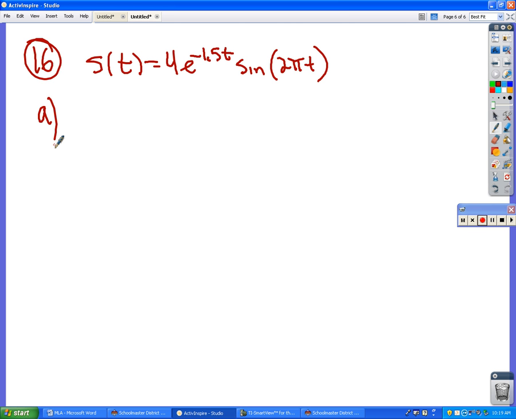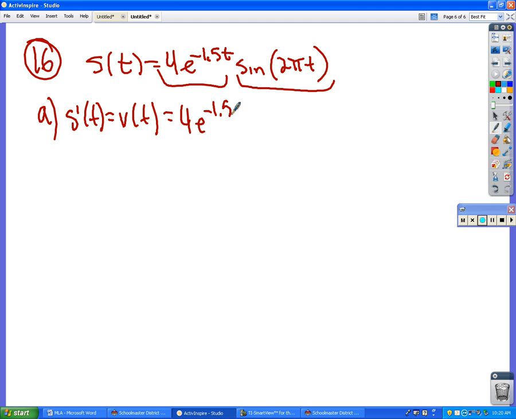Anyway, so we're designing shock absorbers. So here's the position equation. What do we have to do to find the velocity equation? Take the derivative. So the derivative of a position equation is the velocity equation. So I'm going to have to go product rule here. Okay? So first one, 4e to the negative 1.5t times the derivative of the second one. Cosine. Do it right.